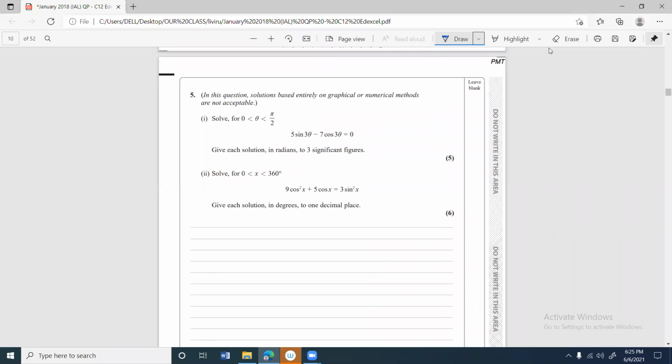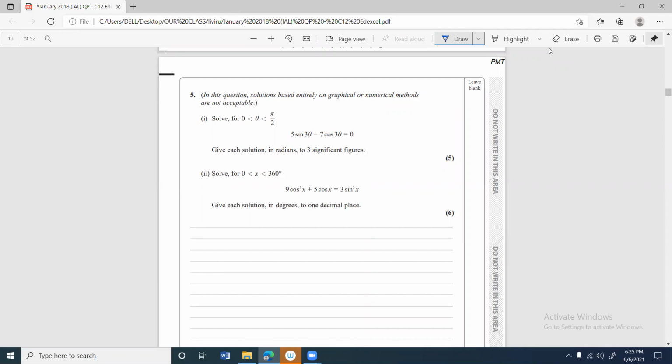Right. So for this question, solutions based entirely on graphical or numerical methods are not acceptable. There is another process called the graphical method, which means you have to draw the graph and get the solution. The second is numerical methods. We learned what numerical methods are in our A2 level curriculum. Those methods are not applicable for this, right?